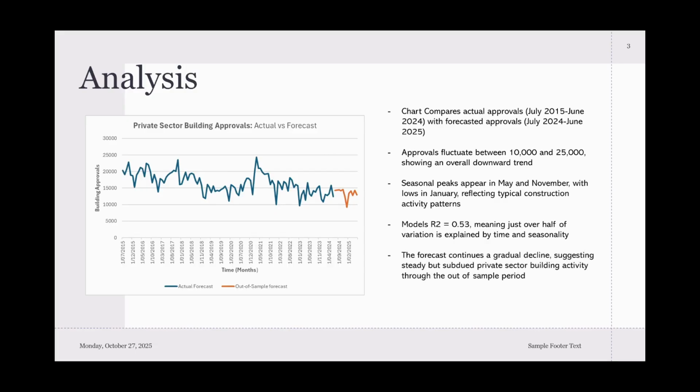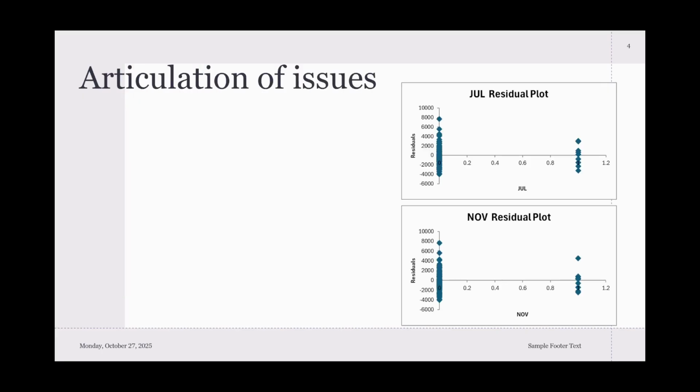Overall, the forecast continues the gentle downward trend seen in previous years, suggesting stable but slightly weaker private sector building activity through 2024 and 2025. Now I'll be articulating some of the issues present. So these residual plots show the model's errors for each monthly dummy variable. So we have residual plots from July and November as comparisons.